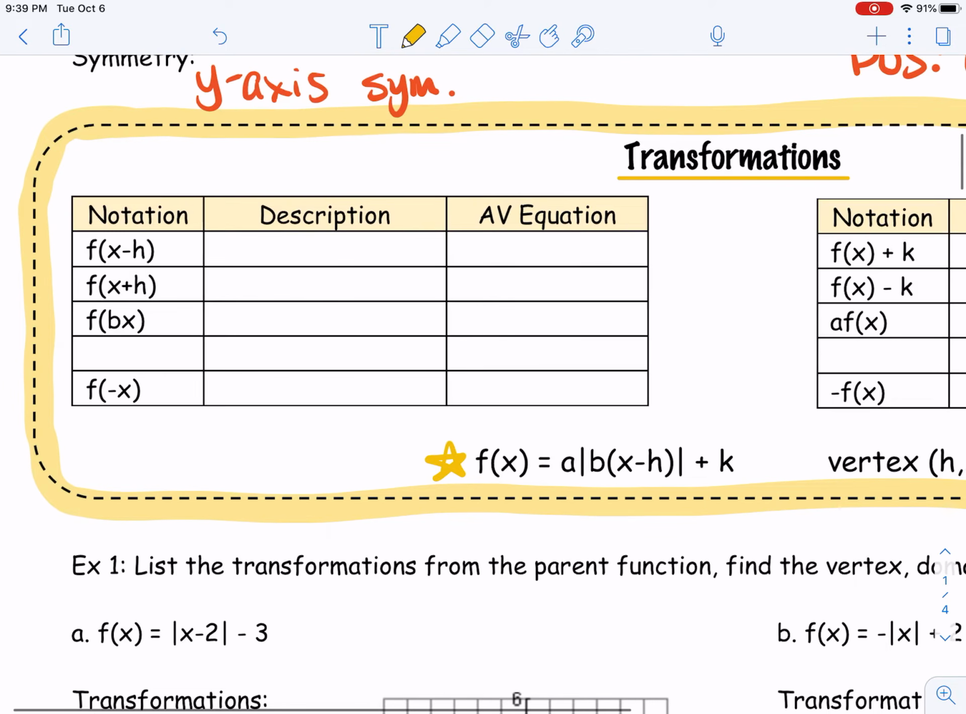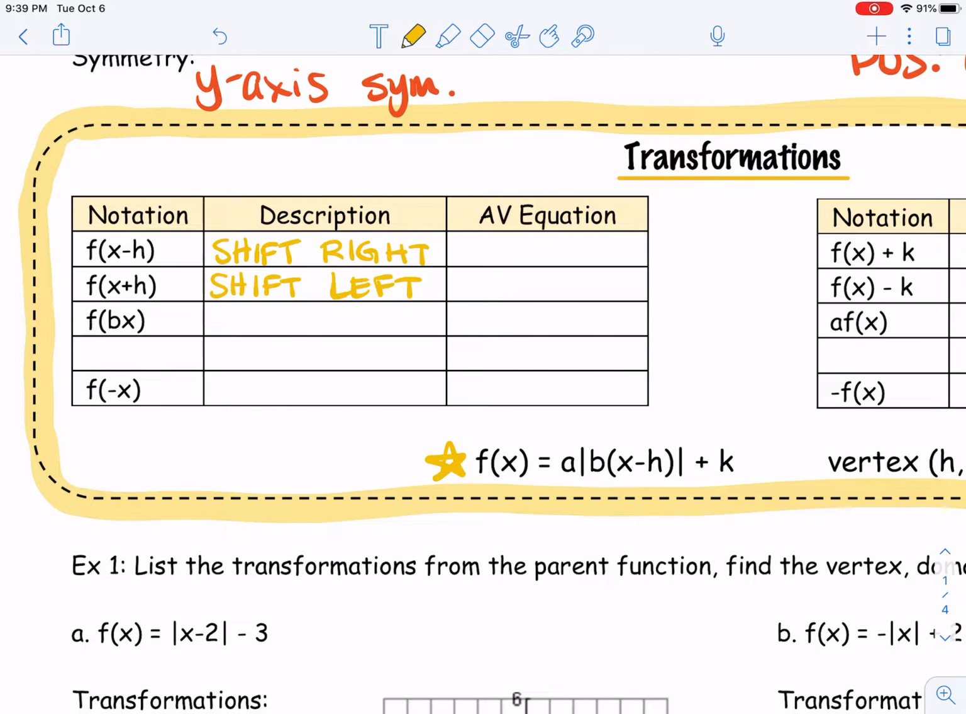So the description, this should not be anything new. We did this in the previous section. So if I see x minus 8 inside the parentheses, I am shifting what direction? Right, good job. X plus h would be a shift left. Remember, it's opposite of what you think.